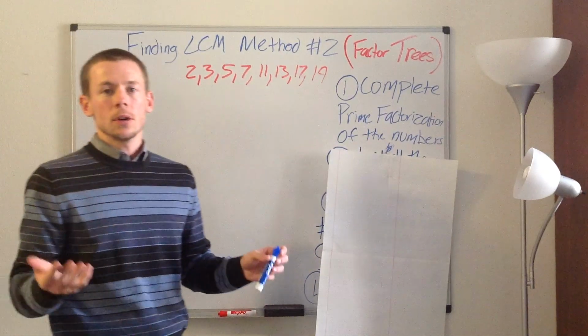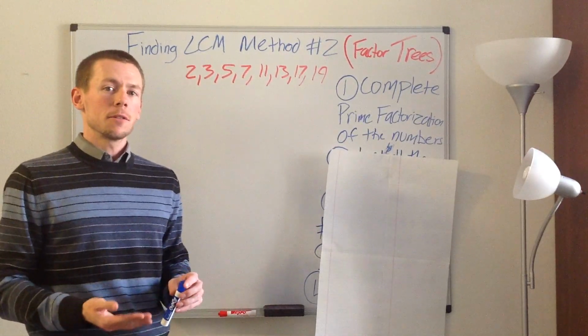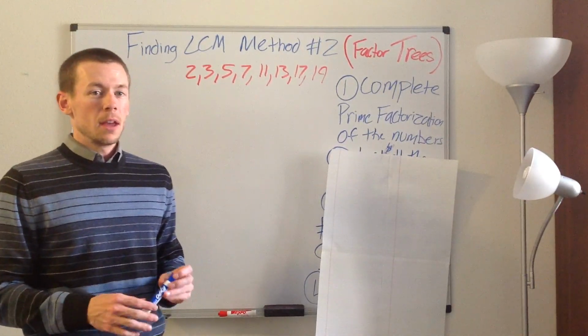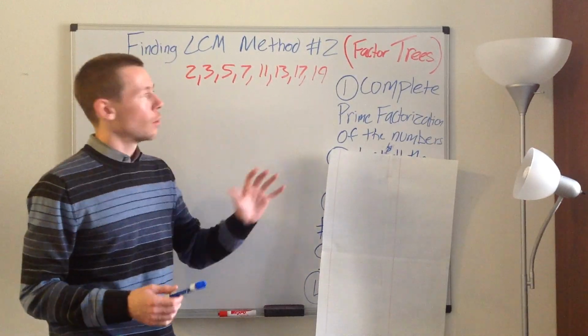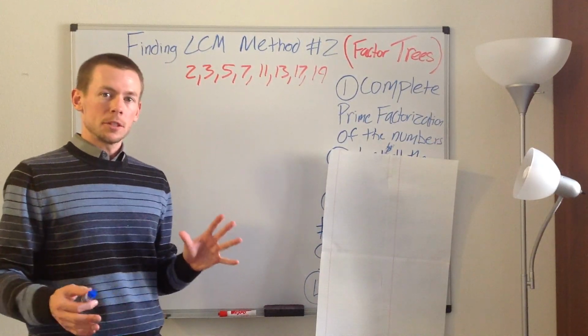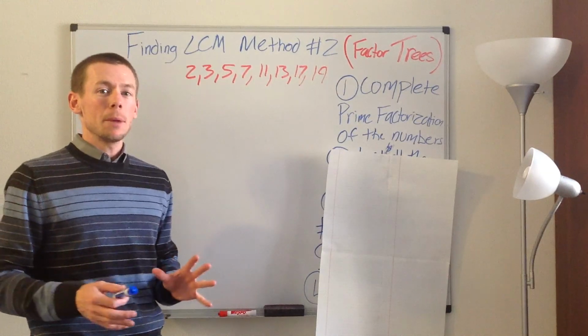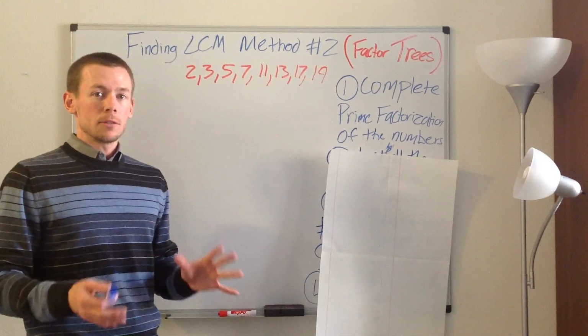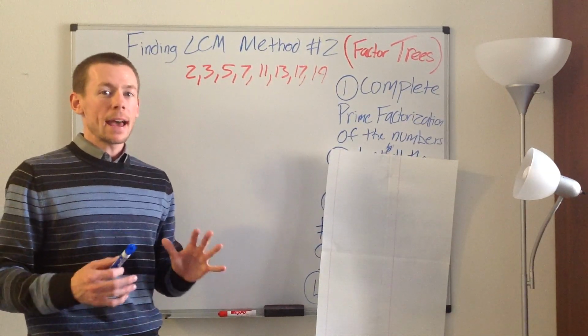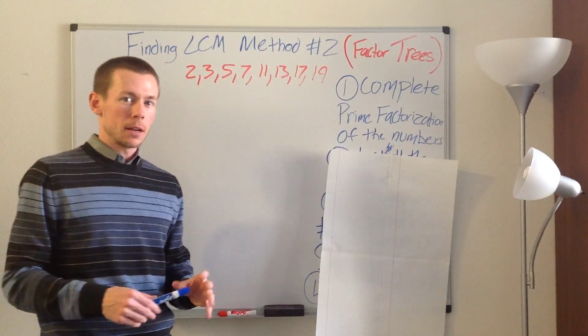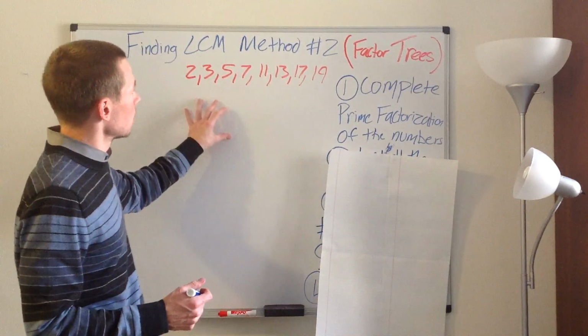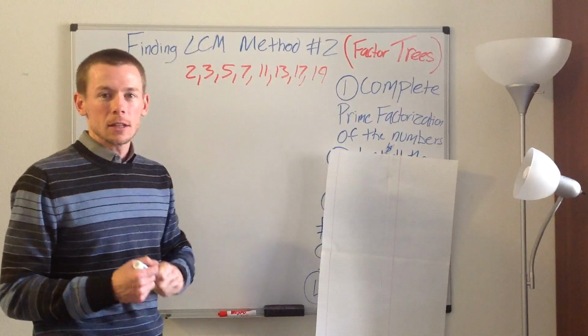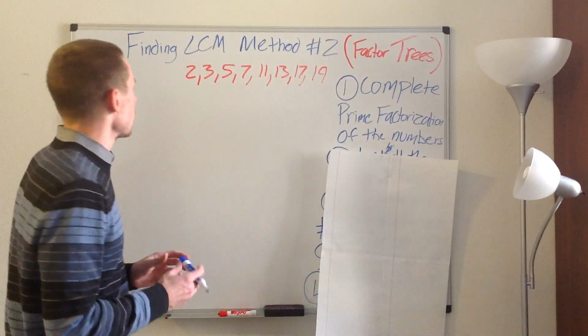This short lesson is going to examine another method for finding the least common multiple. There are several reasons why we want to identify the least common multiple of a set of numbers, but probably the primary reason, especially for this course, is to be able to add and subtract fractions a little later on. So that's why we're looking at these techniques for finding the least common multiple.